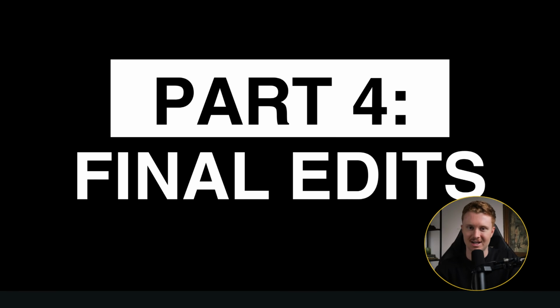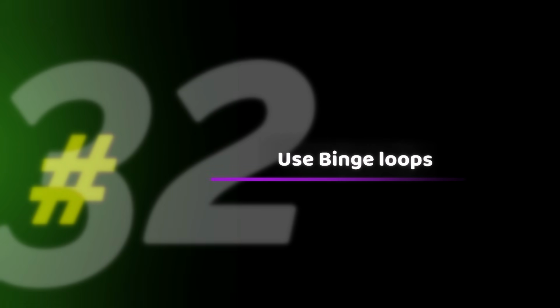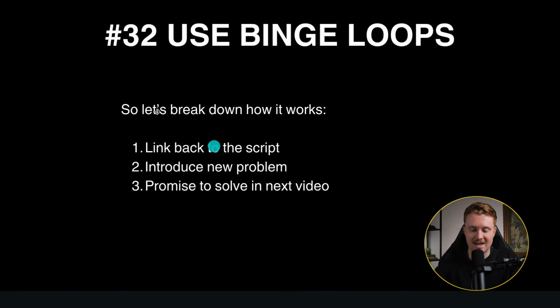So now let's get on to the final part of the script writing process, which is refining and finalizing your script. And the first tip for finalizing and editing your script is making sure at the end of your videos, you're always using something called binge loops. Binge loops are simply a 3-part paragraph that helps to either keep people on our channel or push them to some product or service that we're selling.